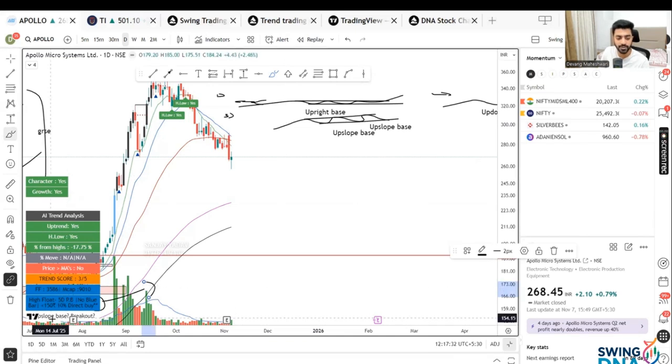Now there are 2 things written up here. One is upslope base, one is breakout. So breakout also we have already discussed, that whatever you have to do, it's only after breakout. Okay, whether it's follow through or the same day of breakout and a momentum bar, only after breakout we have to do it. Before breakout we don't have to do anything. For that we understood the 3 bases: upright base, upslope base and upright base.